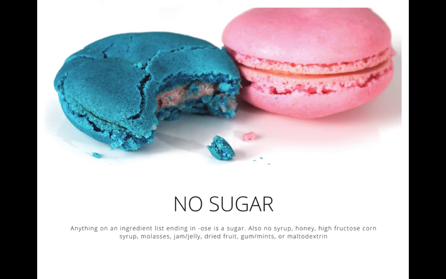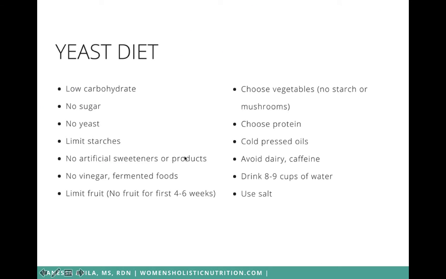Okay, so one of the big things with the yeast diet is we want to make sure that we're eating well enough, or the right amount of calories, because since it's low carbohydrate, low starches, typically women will lose weight on this diet, which for some women is great. They want to lose weight, but for other women, they're maybe already happy with their weight and they don't want to lose any more.